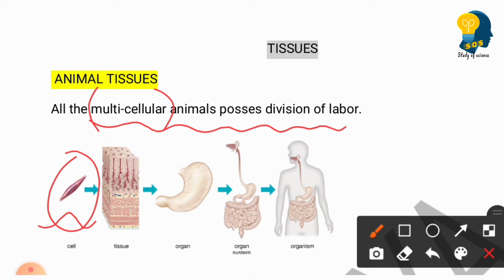So these cells group together to form the tissues. And these tissues group together to form the organs. And these organs group together to form the organ system. Finally, it will form an organism. Correct. So here, the cells are grouped and they decide to perform the function.